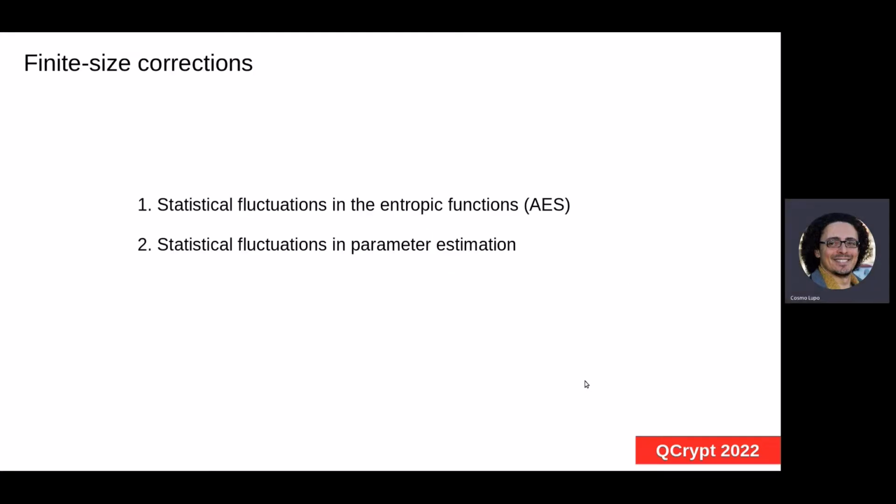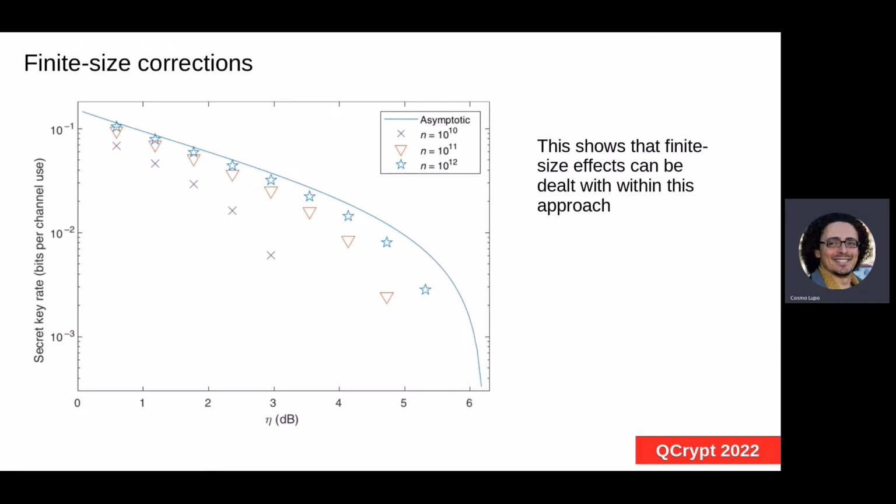Finally, we can put new elements into the semi-definite program to account for statistical fluctuation in the entropic function through the asymptotic equipartition property. And we can also add statistical fluctuation in parameter estimation for all the quantities, the variance and the covariance estimated by Alice and Bob. If you do this, we can move away from the asymptotic limit and compute the key rate for finite size. And here you have some examples for 10 to the 10, 10 to the 11, or 10 to the 12 signals sent. As you can see here, we need a fairly large block size to approach the asymptotic limit, but at least this shows that it is possible with this method to have a non-zero rate even in the finite block length scenario.